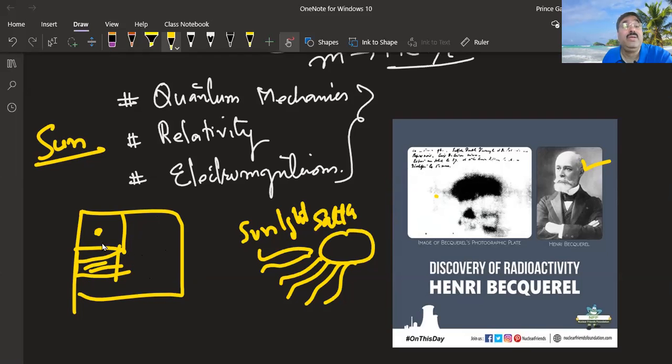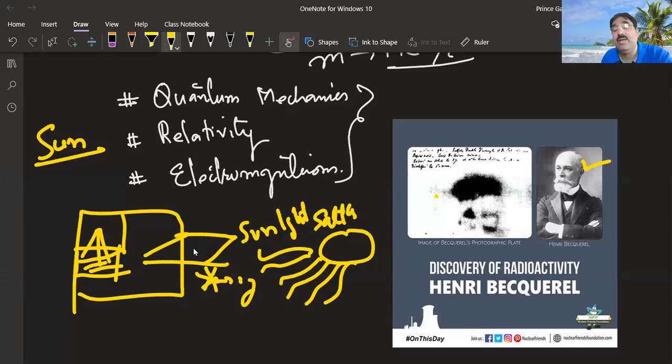So he thought that perhaps this iridium salt is emitting the radiation that is turning these photographic plates black. So then he repeated the experiment. He brought photographic plates. A photographic plate is what you see as an X-ray film, on which we take X-rays.